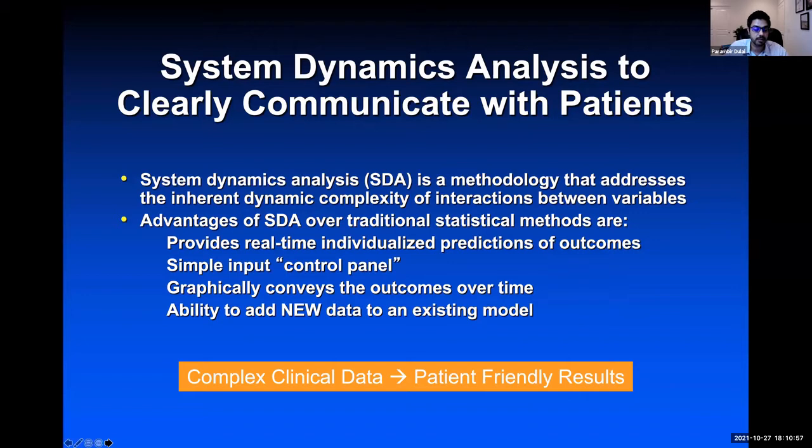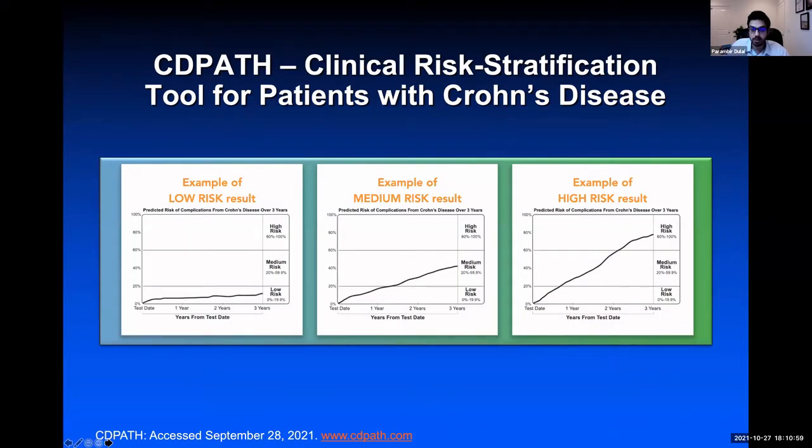So this is an example of what the CDPATH tool looks like. You have on your far left here the example of a low-risk patient. So it tells them that they have a less than 20% chance of a disease-related complication in the first 3 years of diagnosis. The middle one tells them that they're medium risk, between 20 to 60%. And the last one is high risk, 60 to 100%. So this, I think, really helps guide decisions around who needs combination therapy, starting a biologic, or even helping the patient understand that although they may feel well because the symptoms don't correlate with their endoscopic activity, their disease is actually very high risk for progression, and we need to start something now to prevent that complication.